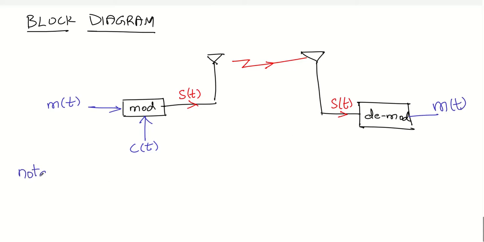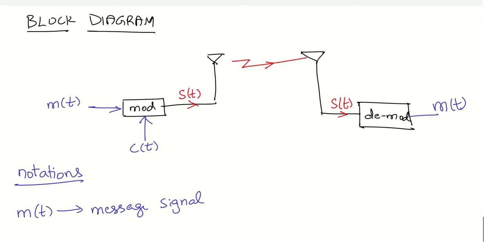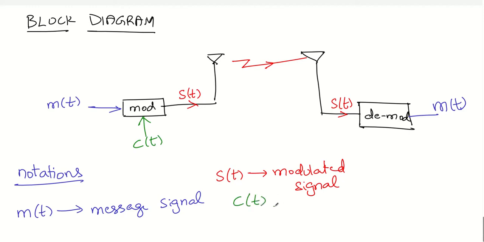So what are the notations that we are using here? Let's just write them down. M of t is our message signal. We will be using these notations throughout, so we need to remember them. S of t is the modulated signal. And last, let's just use a different color over here. C of t is the carrier signal.